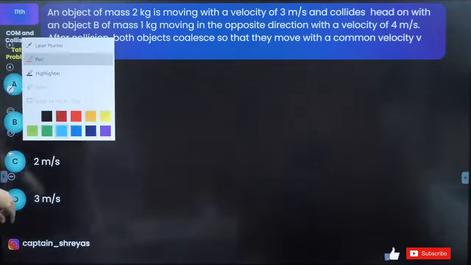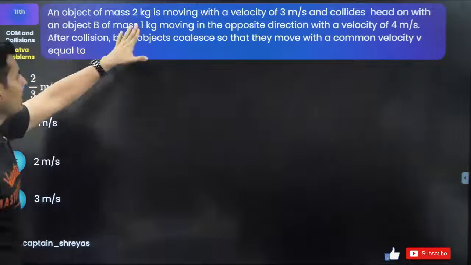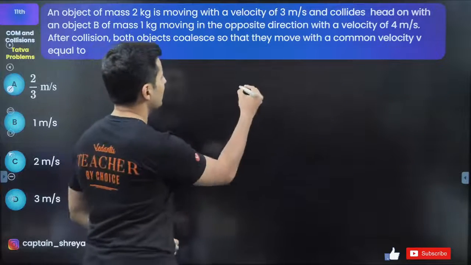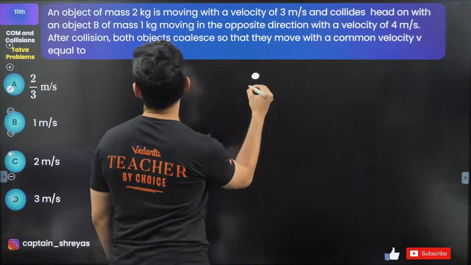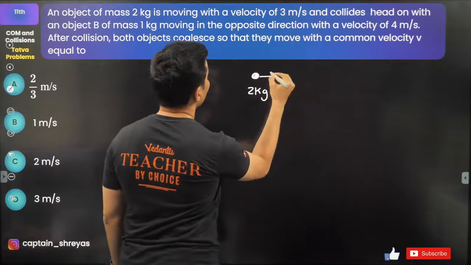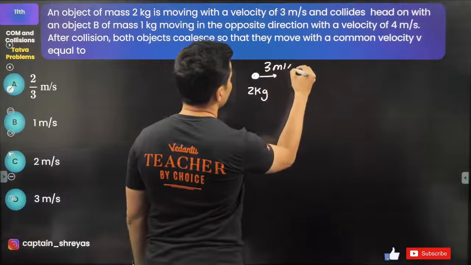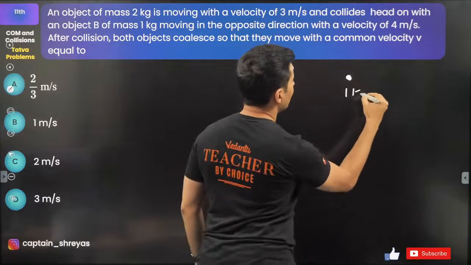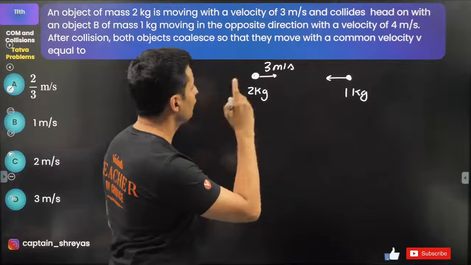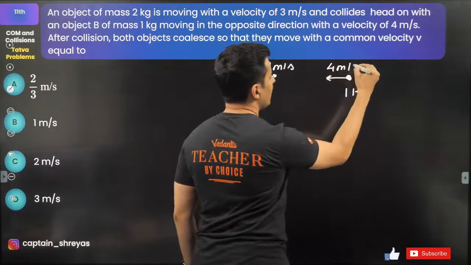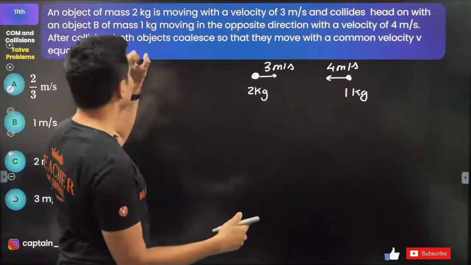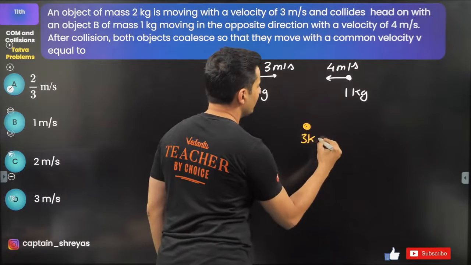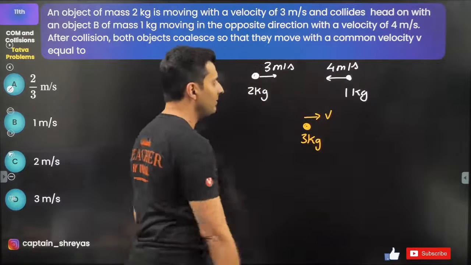Alright. So an object of mass 2 kg is moving with some speed, head-on collision with another mass in the opposite direction. Let's draw. This is the mass of 2 kg moving with 3 meters per second. Another body of 1 kg is moving with 4 meters per second. After the collision, they become one single mass. So 2 plus 1 will become 3 kg, and they move with one common speed v.